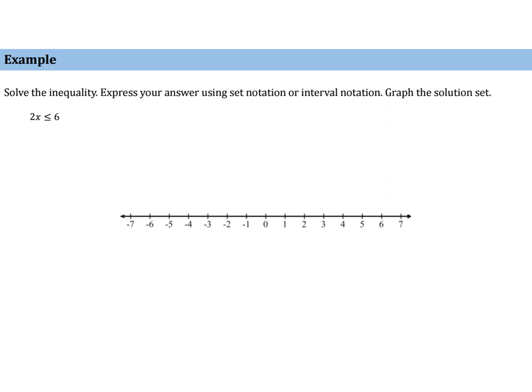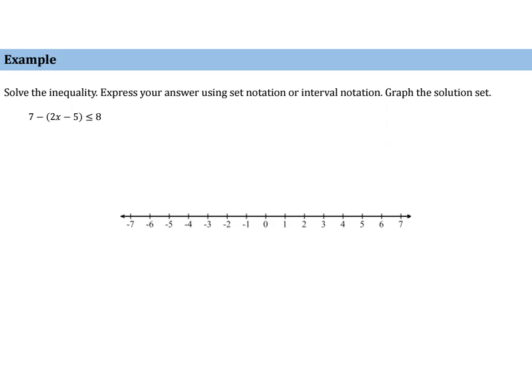So here, we have 2x is less than or equal to 6. Let's divide both sides by 2. So this yields x is less than or equal to 3. So where is x going to be? It's going to be to the left of 3, and it can include it. So in set notation, we would have all x's where x is less than or equal to 3. In interval notation, we'd have negative infinity up till 3, and we include it.